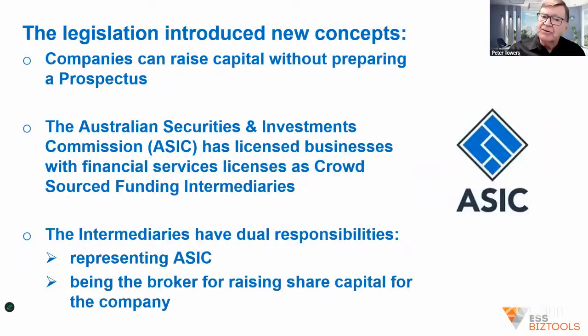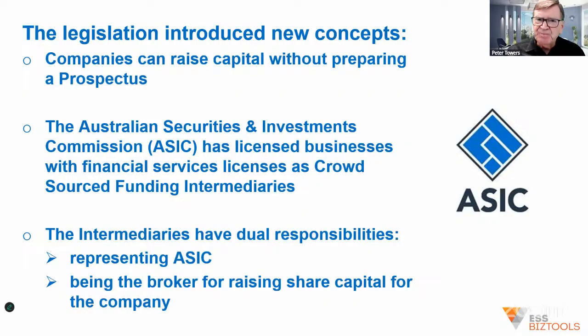So the legislation introduced new concepts into Australia. First of all, that companies could raise capital without producing a prospectus. So we're not doing a public company listing. We're not going through the whole disclosure process of a public company, although there's a lot of disclosure occurs in crowdsourced funding equity raising. The Australian Securities and Investment Commission were given power in the legislation to license persons or businesses that had financial services industry licenses to become crowdsourced funding intermediaries. So those persons that were interested had to apply. At the time, back in 2018, the media reported nearly 300 businesses or individuals that met that criteria submitted applications to ASIC for approval.